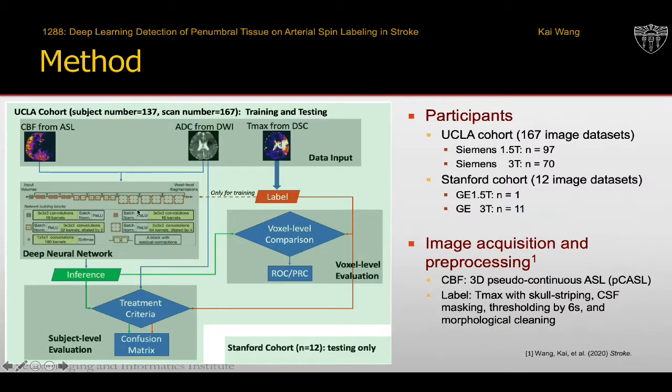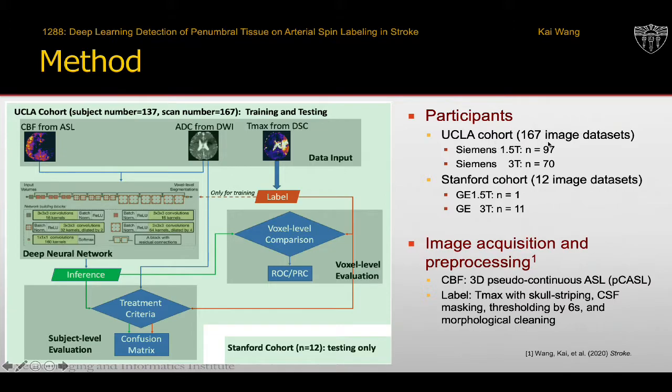Here is the flowchart of our experiment. We have the data input of CBF, ADC, and Tmax, which were used to train the deep neural network. Then the results were evaluated by a voxel level evaluation and subject level evaluation. In terms of participants, two cohorts were included, the UCLA cohort and the Stanford cohort.